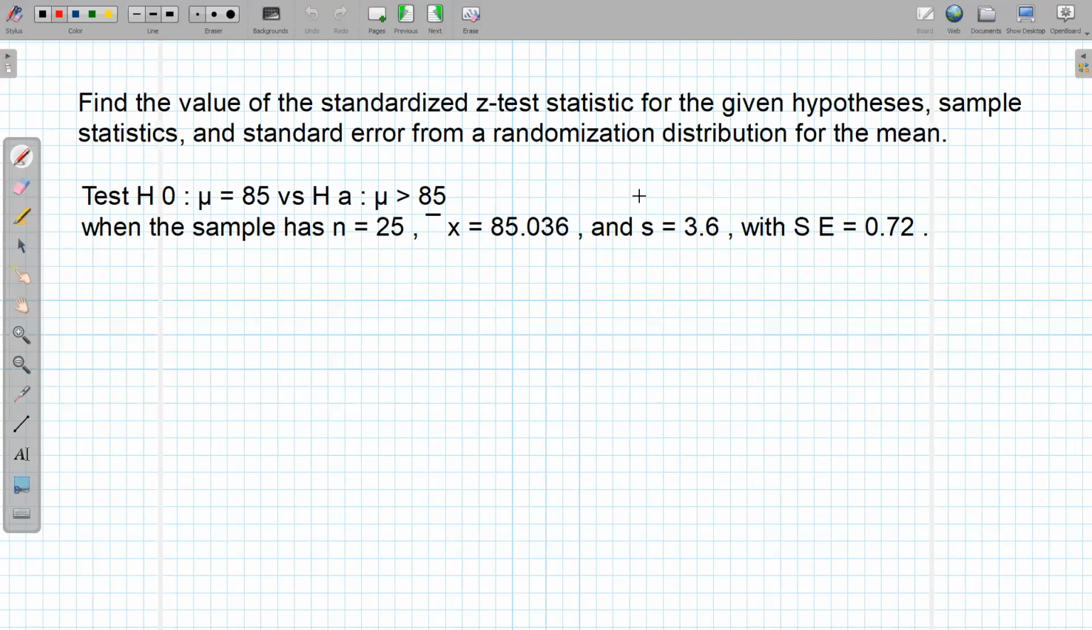So here's a hypothesis test. What I want to do here is find the value of the standardized Z statistic. I'll remind you of what that is for a given hypothesis, sample statistics, and standard error. So I'm given my hypothesis here.